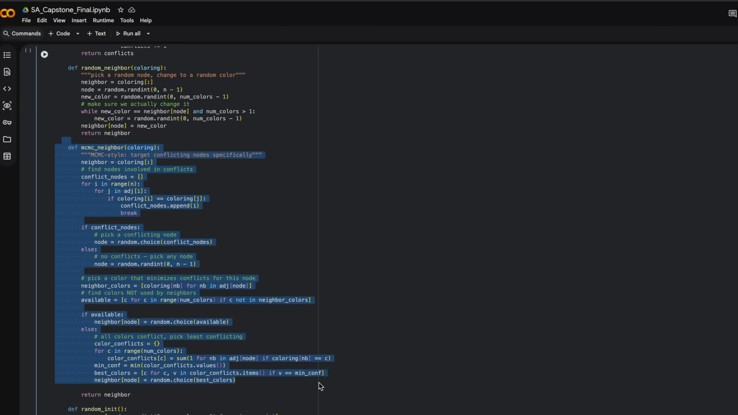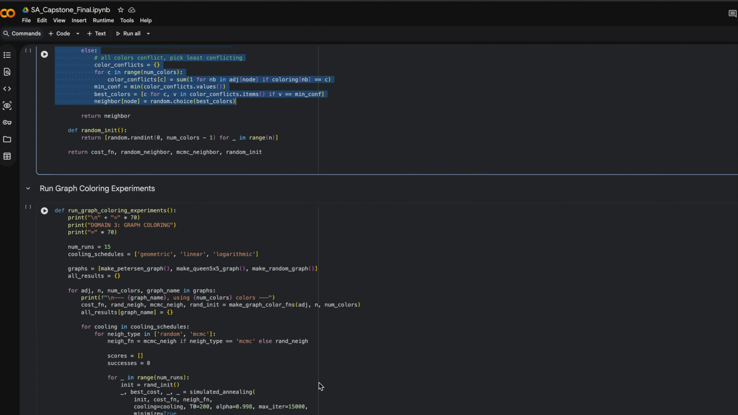Now comparing that to the random, which picks any node and any color, on queen 5x5 with exactly 5 colors, random moves create as many conflicts as they fix. It's just basically noise, right? So MCMC reduces conflicts faster than the accepting criterion undoes them.